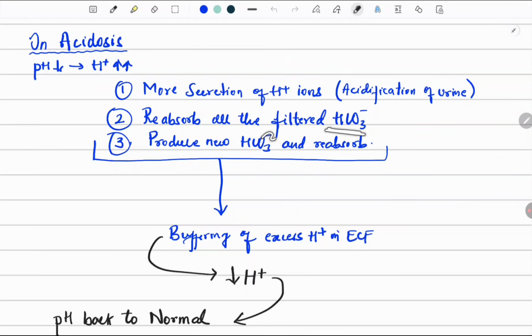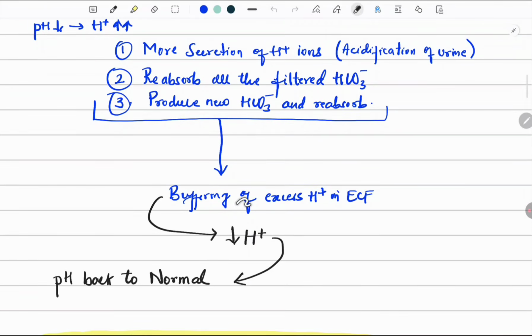Almost all the bicarbonate is filtered. Now, what is the next step which the kidneys can do? They can also produce new bicarbonate and reabsorb it. So these are the three important things the kidney does. It secretes H plus ions, it reabsorbs all the filtered bicarbonate, and if all the filtered bicarbonate is used up, it can also produce new bicarbonate and reabsorb it.